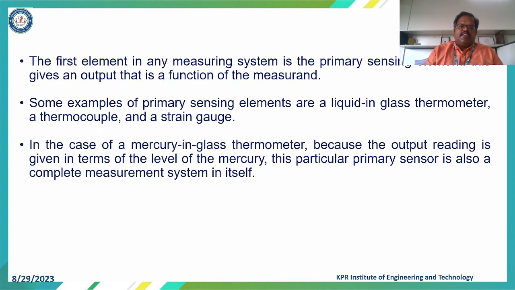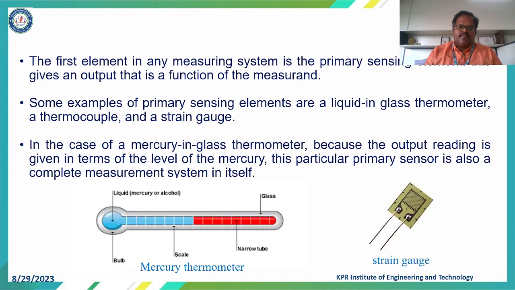So the first element is the measuring medium. Some examples are a thermocouple and a strain gauge. If it is a thermocouple, you need to measure temperature. In the case of a mercury glass thermometer, the output reading is given by the mercury. That particular primary sensor is also the complete measurement system in itself.